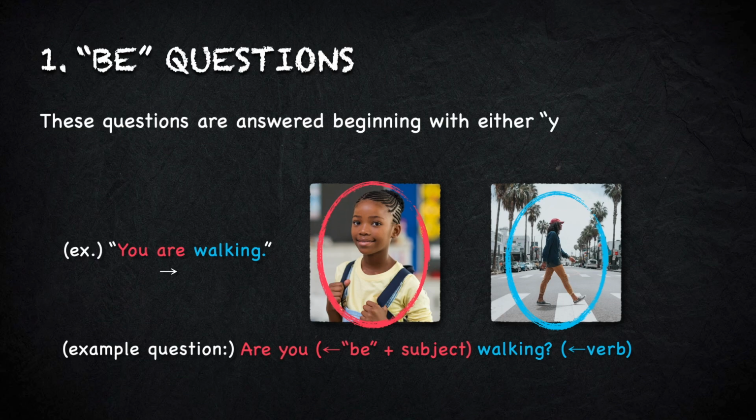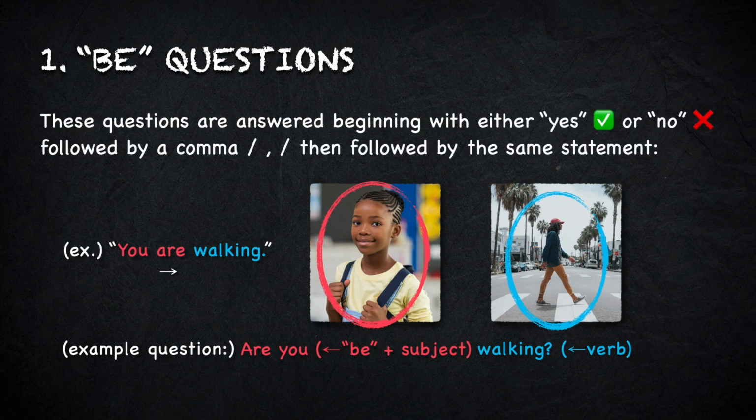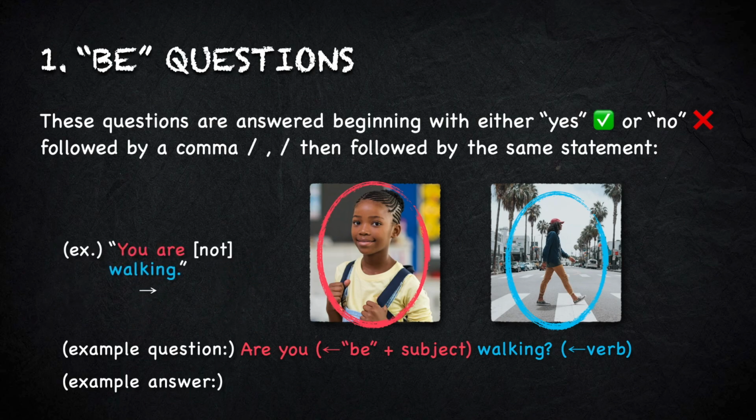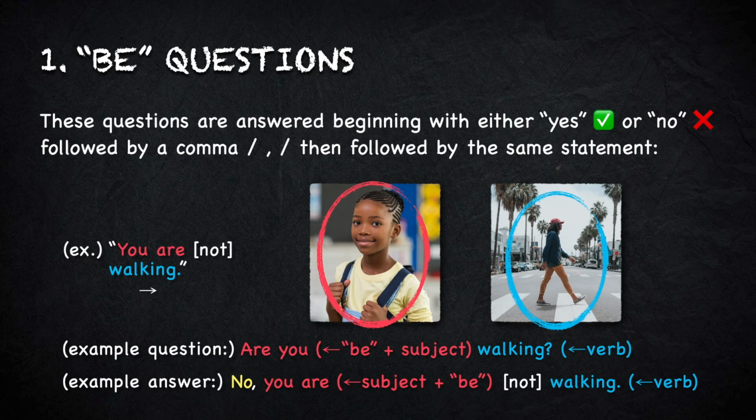These questions are answered beginning with either yes or no, followed by a comma, then followed by the same statement. For example, our answer is, yes, you are walking. If we want to say the girl is not walking, we would say, you are not walking. To make this negative, we would say, no, you are not walking. We added the word not after the pronoun to make the sentence negative.